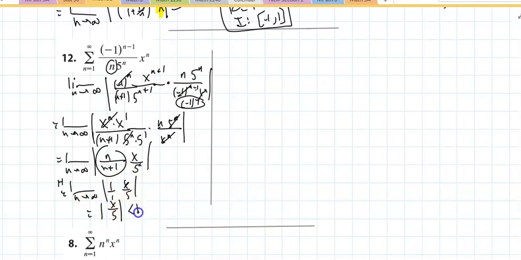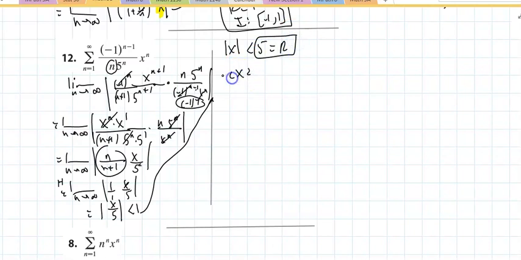If I set that to be less than 1, right, and cross multiply, I will get absolute value of x to be less than 5. There's my r. And x is between negative 5 and 5. That's my interval, except again I have to test the endpoints. And let's see how that works.